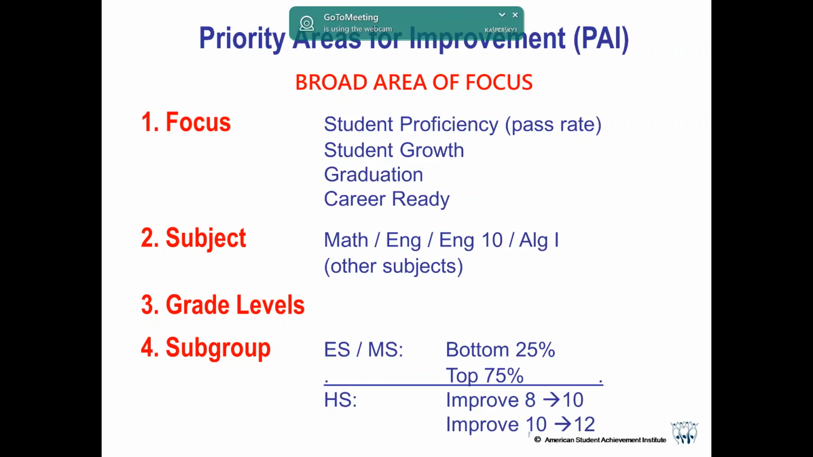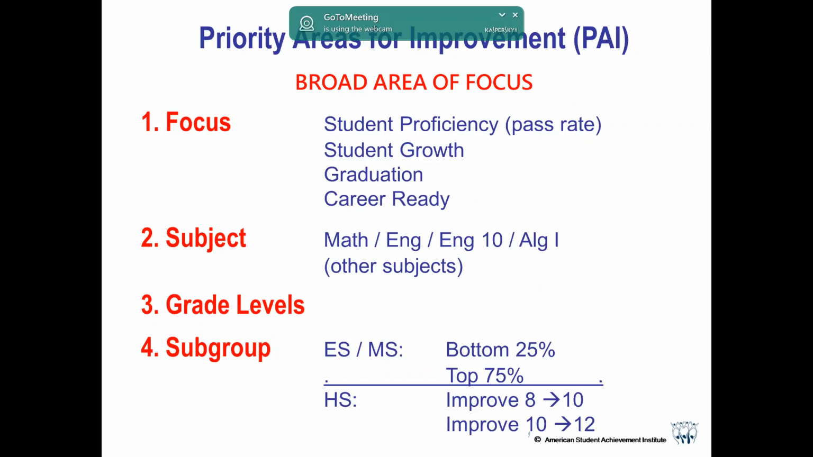Okay, so you're going to say, here's the focus of our PAI, or here's our broad area. Here's the subject area that this PAI is going to relate to. In the department's terms, that's math, English, English 10, and Algebra 1. We also include other subjects because while the department talks about those four areas, you may decide you want to have a PAI around social studies, or biology, or world languages, something other than the four that the department has described. So we do give you a chance to go a little broader than what the department has described here, in case you also want to address those areas in your school.